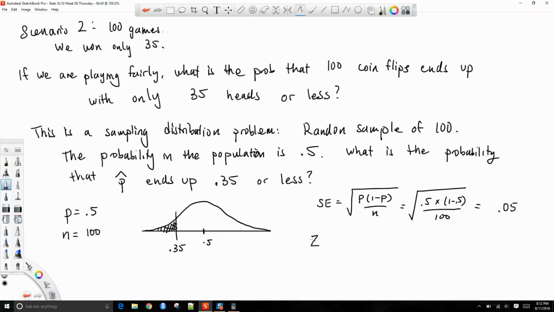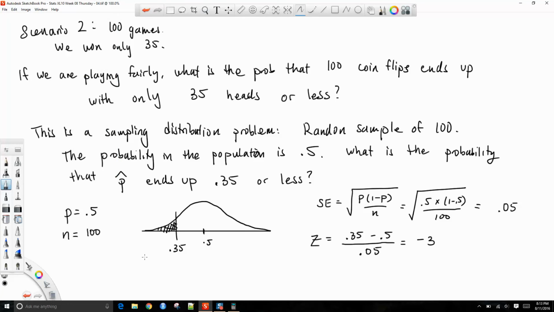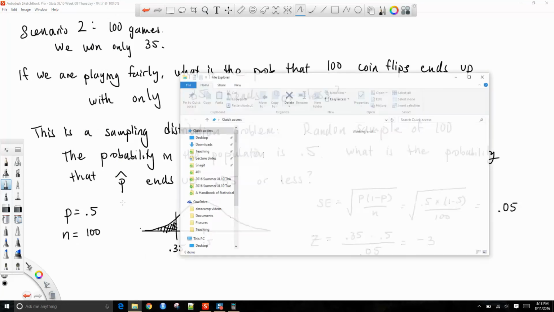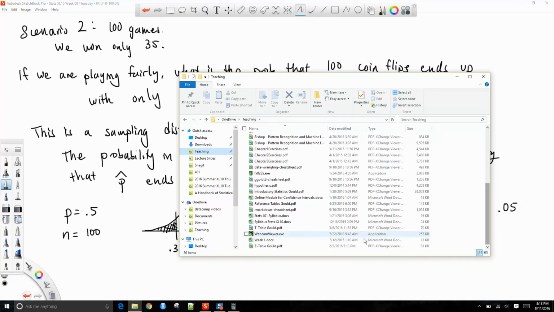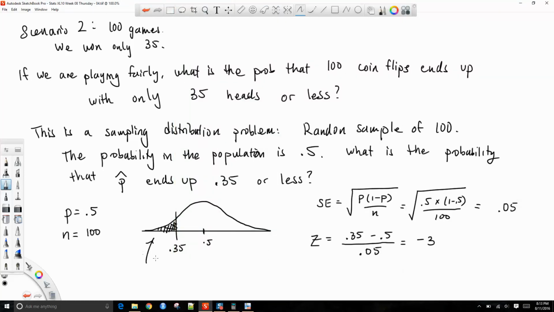So my z-score is going to be 0.35 minus 0.5 divided by 0.05, divided by our standard error, and I get a z-score of -3. I can also do that right here: 0.35 minus 0.5 divided by 0.05, and I get -3. And so what is the area to the left of -3? It's a very small number. 0.0013. I'll take you at your word. So we have 0.0013.